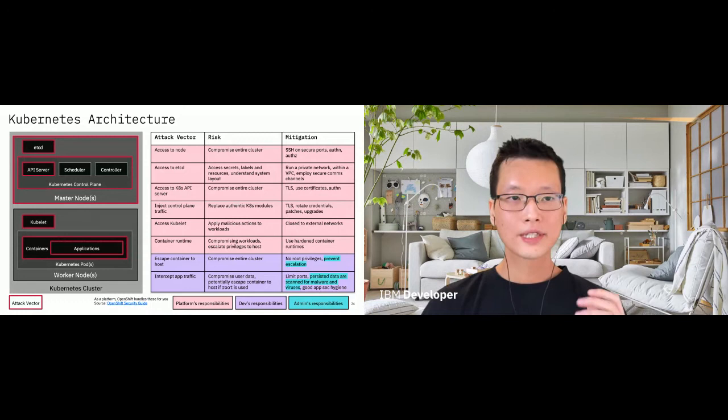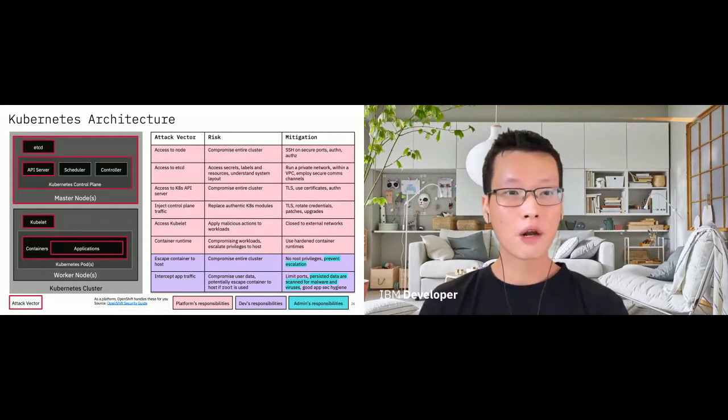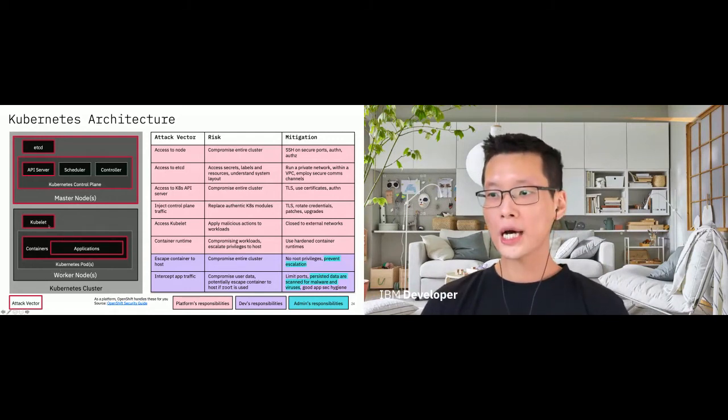Then the control plane is only responsible for managing the cluster. It doesn't actually run the workload. For running the workload, you need to rely on the worker nodes, where the kubelet is a binary or a process that listens to commands from the control plane and actually executes and provisions the workloads.